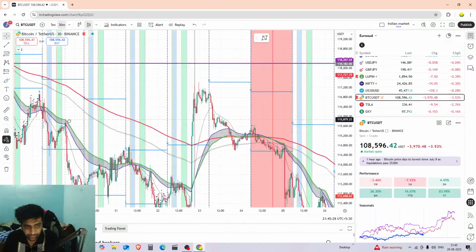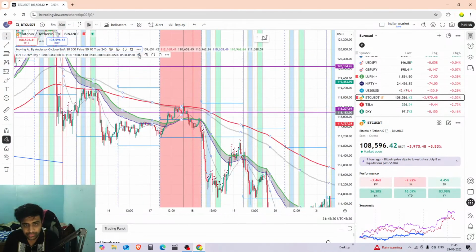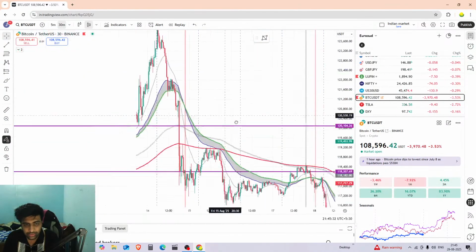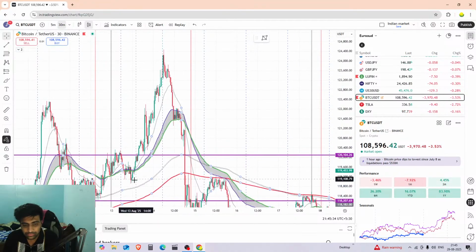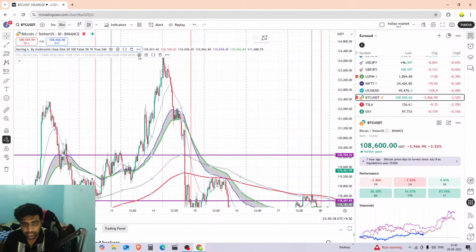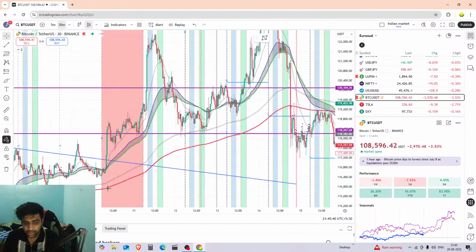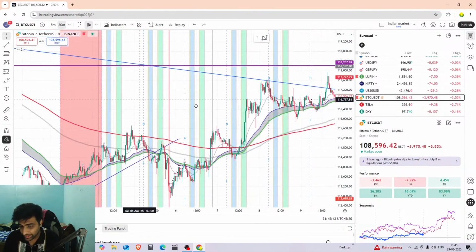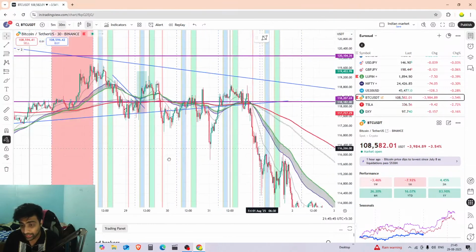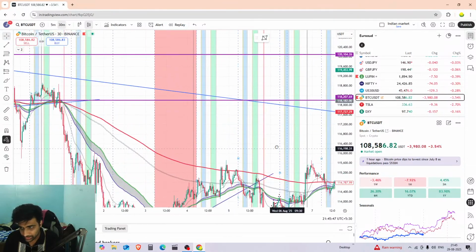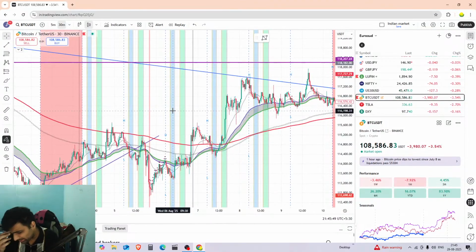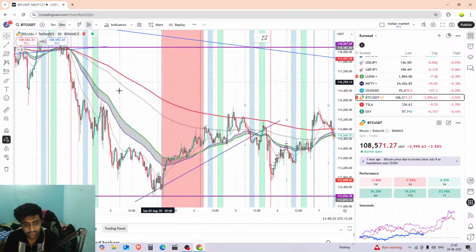Now, here we go. I'll show you the strategy now. Let's first try it in BTC USD. In fact, it works in all the pairs, but I only trade BTC USD and gold, so I'll be showing you the strategy in these two pairs only.